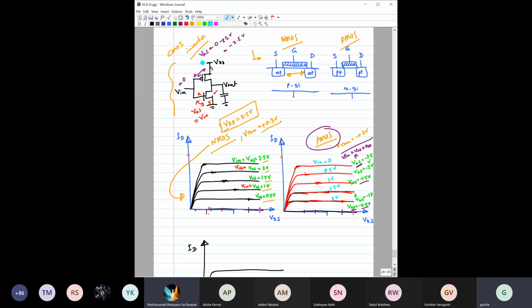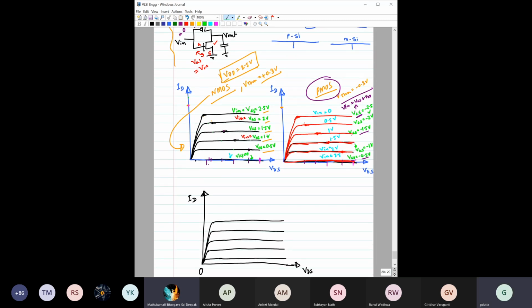So for your understanding, I will draw one more line. So what will happen when this V in is equal to 2.5 for PMOS? It will be in cutoff. All right. So you will get like this. Let us write that as well. This is for V in equal to 2.5, right? So similarly, this plot is for VGS equal to 0.